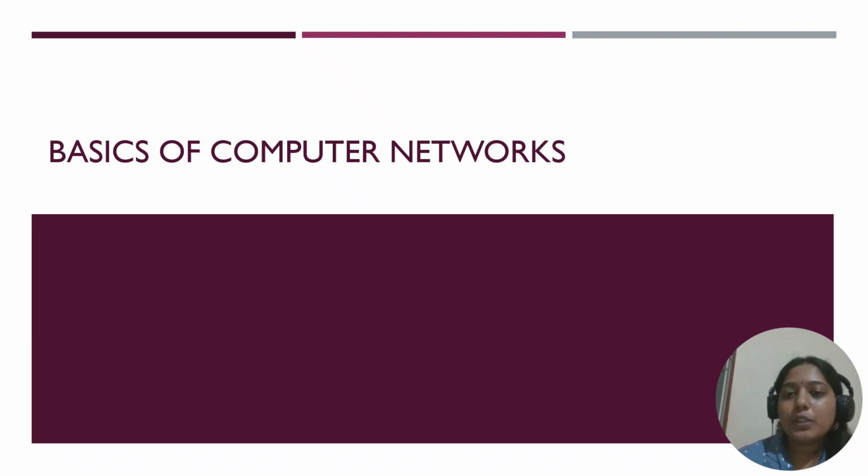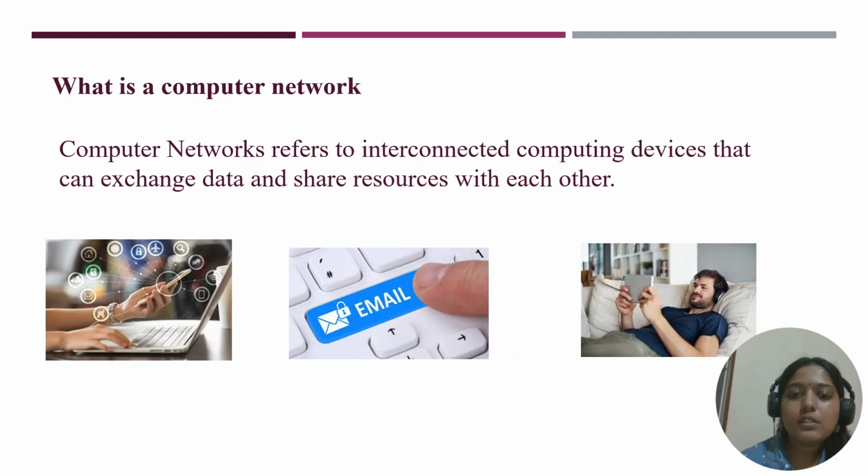Hello everyone. In this video, we'll learn about the basics of computer networks. So I'll be covering what are computer networks, what are the types of networks, what are the components of computer networks and network topologies. So first is what is a computer network. A computer network is a group of interconnected devices that communicate with each other to share data and resources. For example, when we use the internet, send emails or watch videos online, we are basically using a computer network.